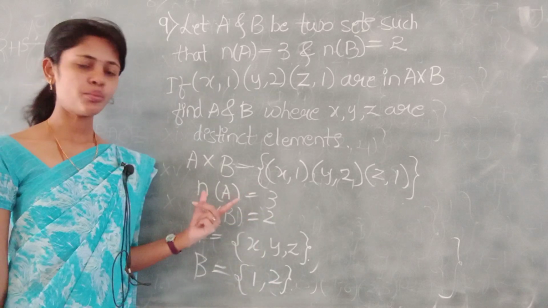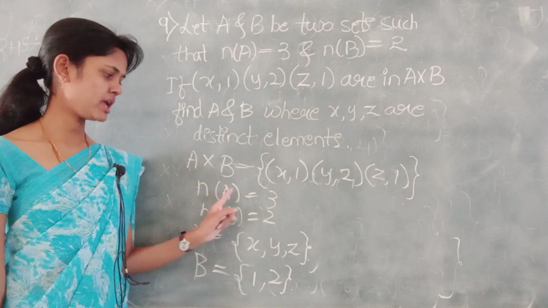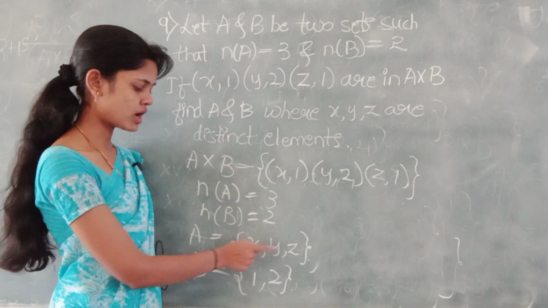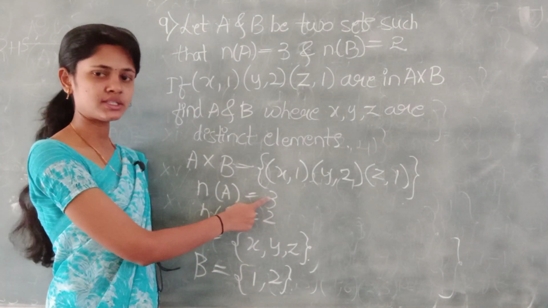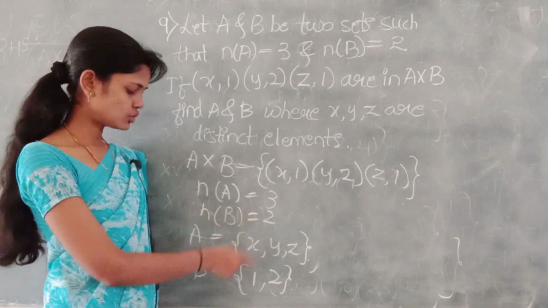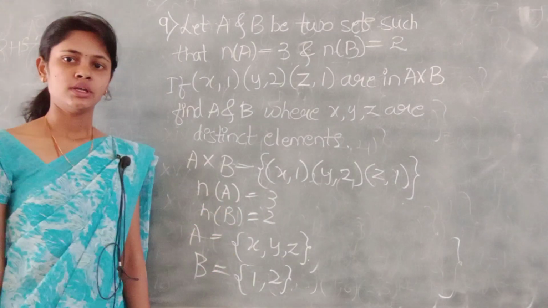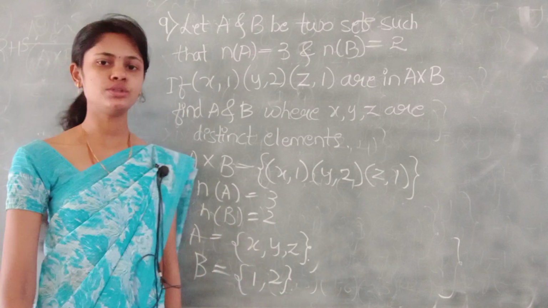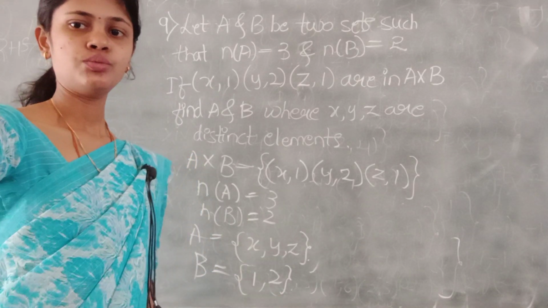So, comparing to the given data, n(A) is given as 3. That means the number of elements in A are 1, 2, 3. Therefore it is 3, and the elements in B are 2, so 1 and 2. Therefore A is equal to {x, y, z} and B is equal to {1, 2}.